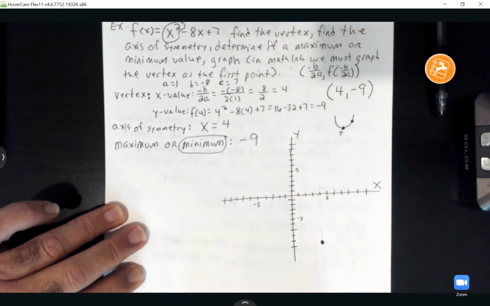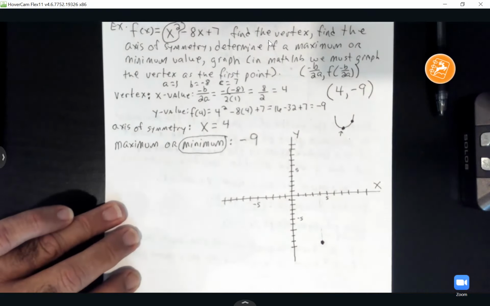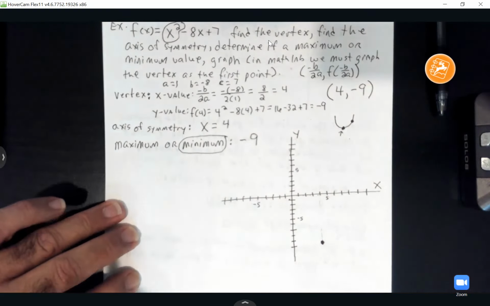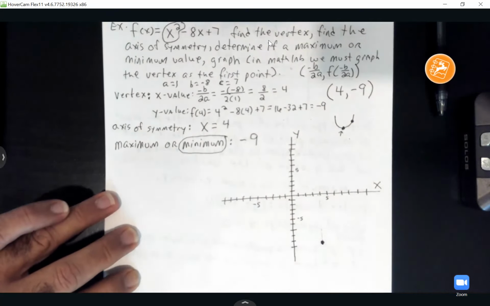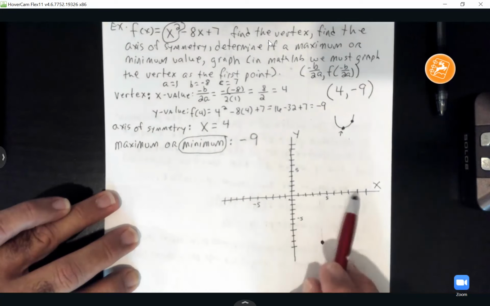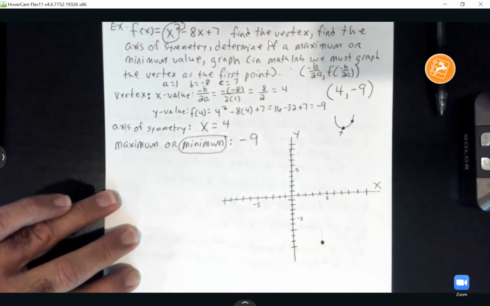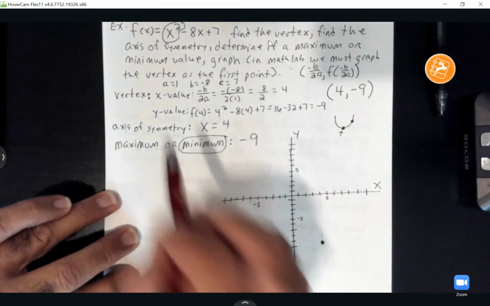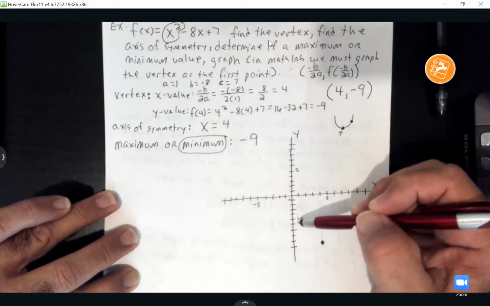Now, y'all, the first point I plotted was my 4, negative 9. Now, I can pick any other point I want. You can factor that and try to find where the zeros are. You can plug numbers into that and see what you get. An easy thing that I do on these, I always use 0 for my x's, because that'll give me a point that's on this y-axis.